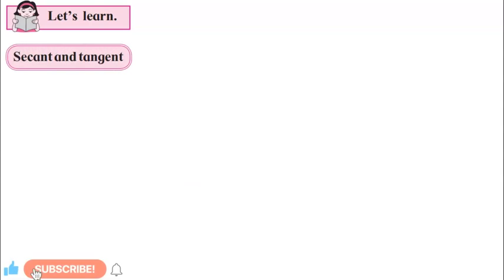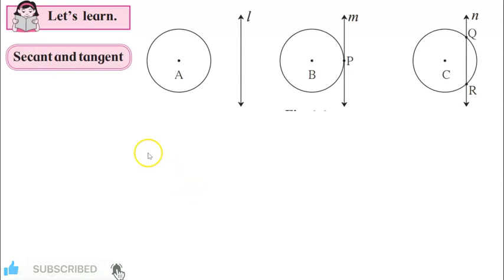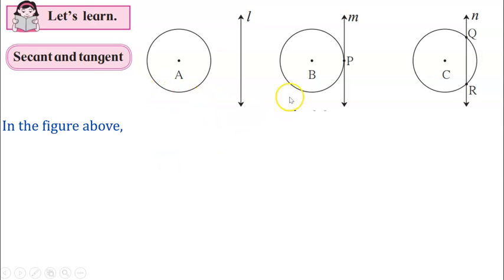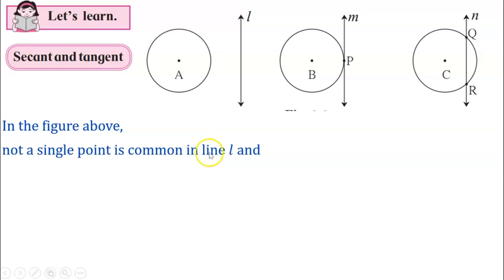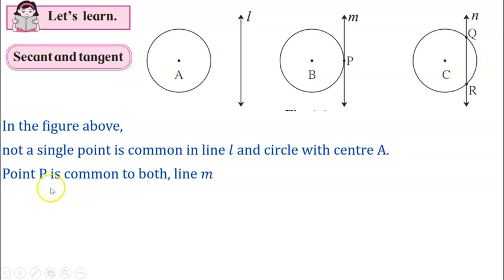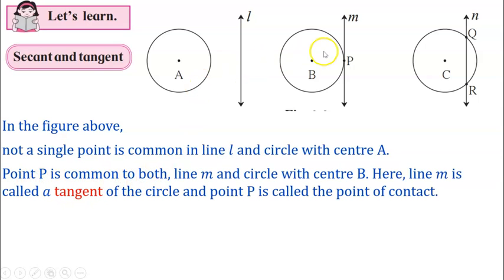Now next, secant and tangent. See this here. The first circle has center A and the line L. Next, a circle with center B and line M touches at the point P, and there is another circle with center C and line N that touches the circle in 2 points Q and R. In the above figure, not a single point is common to line L and the circle with center A. Point P is common to both line M and the circle with center B.